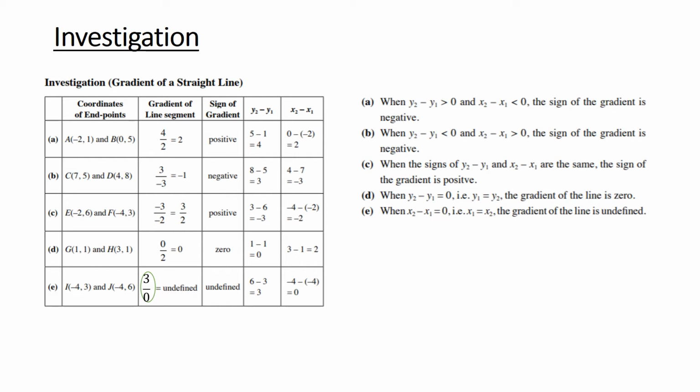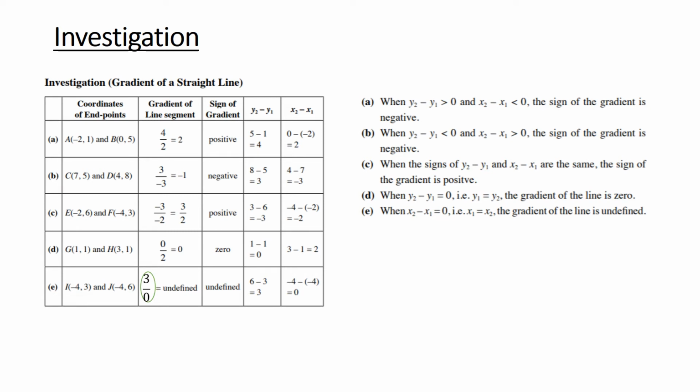In the fourth part, the coordinates of G are (1, 1) and H (3, 1). Its gradient will be calculated as follows: change in y will be 1 minus 1 equals 0, and change in x will be 3 minus 1 equals 2. So 0 over 2 will become 0. Hence the gradient of the line GH will be 0.